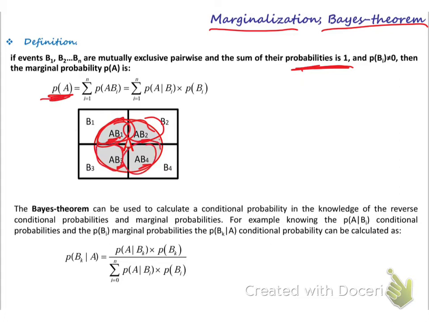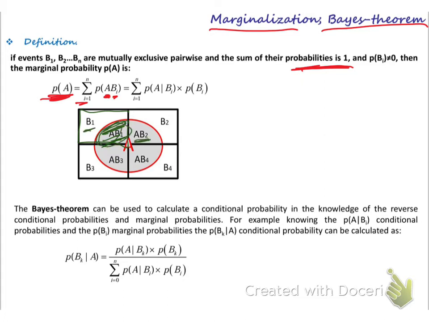So the probability of A will be the sum of the probability of A intersect B1, A intersect B2, A intersect B3, A intersect B4. Here, the intersection is the part of B which has A. So it's part of B, but the one which has the disease A.